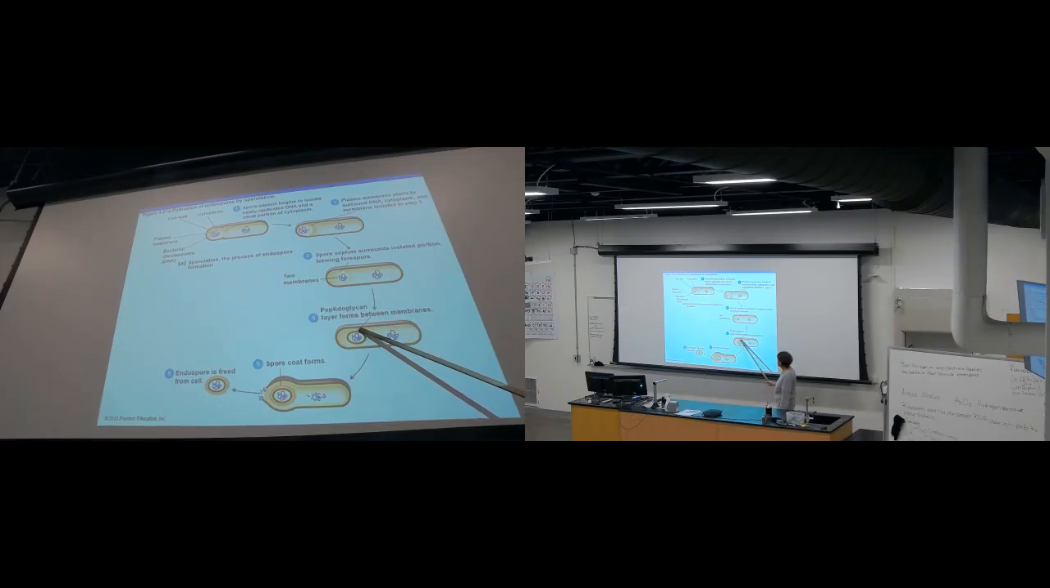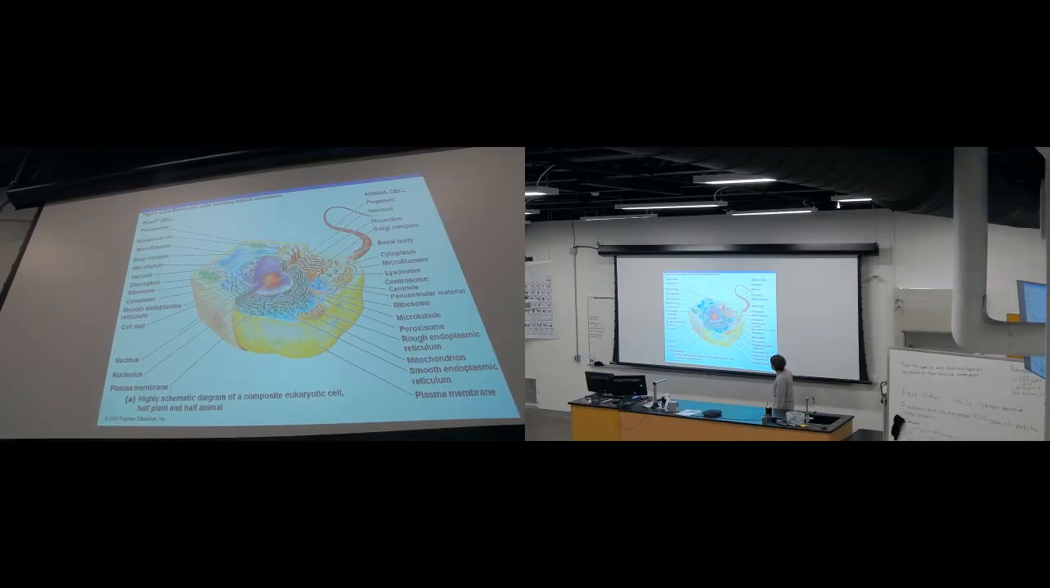Curiously enough, you have two plasma membranes and a peptidoglycan layer. What does this remind you of? What type of bacteria, gram-positive or gram-negative? Because you have two plasma membranes. It's only one or the other, gram-positive or gram-negative? Gram-negative. So it looks like a gram-negative, but it's actually coming from a gram-positive bacteria.